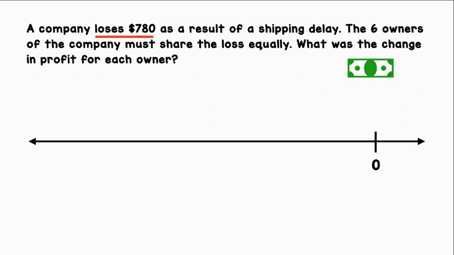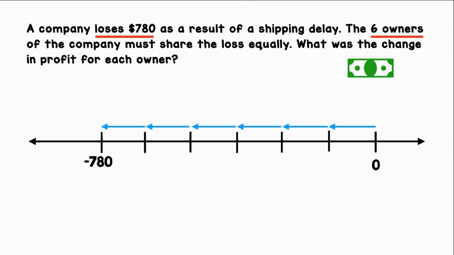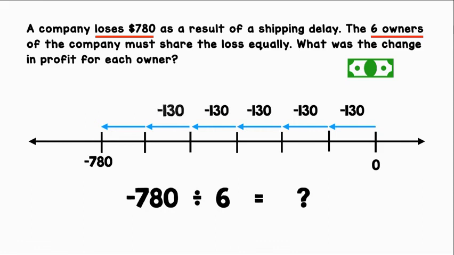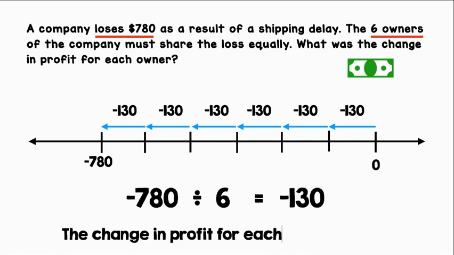The company loses $780. Let's use negative 780. This loss is being split between 6 owners. So let's show 6 equal parts. Since negative 780 is being split up equally between 6 parts, we can use the expression negative 780 divided by 6. That will give us negative 130. The change in profit for each owner is negative $130.